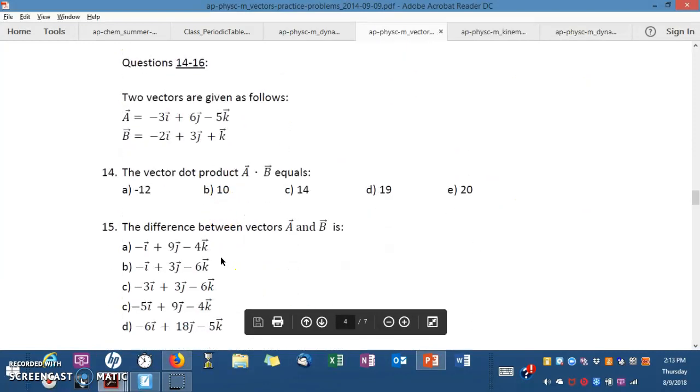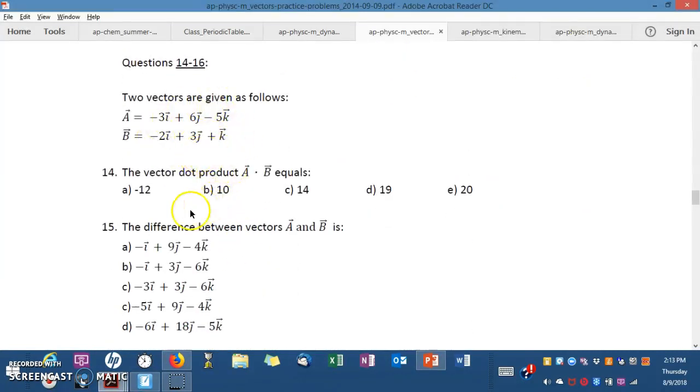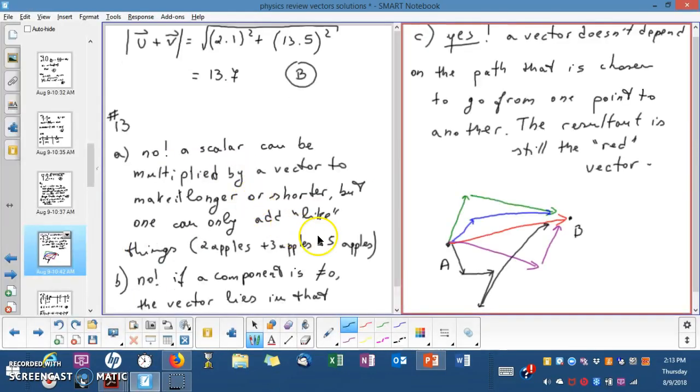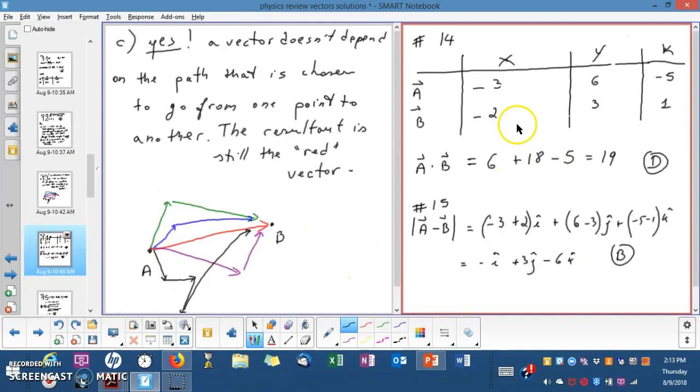Then for the next questions, you have to use those two vectors there. For the dot product between those two vectors, you have the components of A and the components of B, so you just multiply this plus the multiplication of this plus the multiplication of this, and you get your final answer. So 3 times 2 is 6, 18, 5, and that's it. So your answer is D.